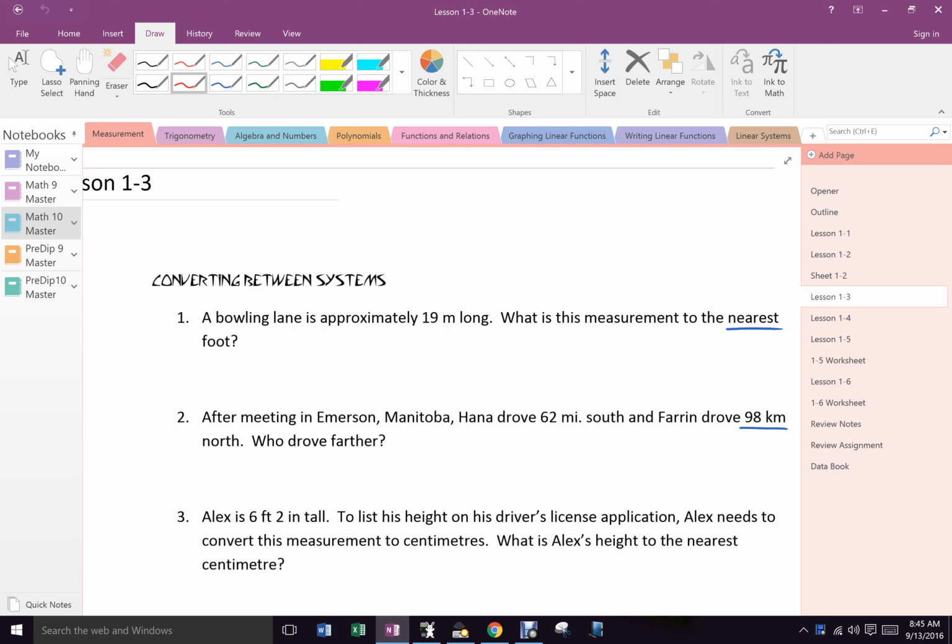And we also live and work in a global economy. So sometimes stuff is measured or shipped based on metric measurements.